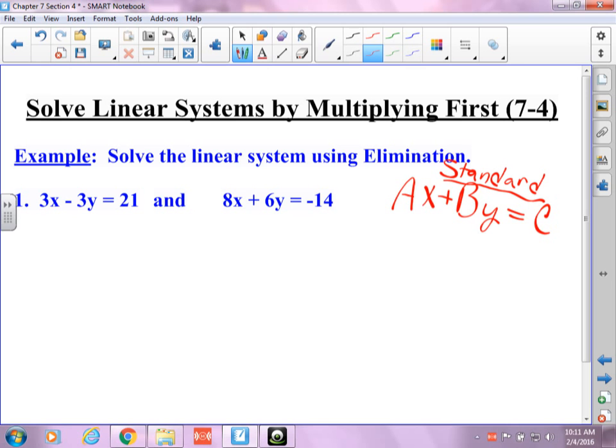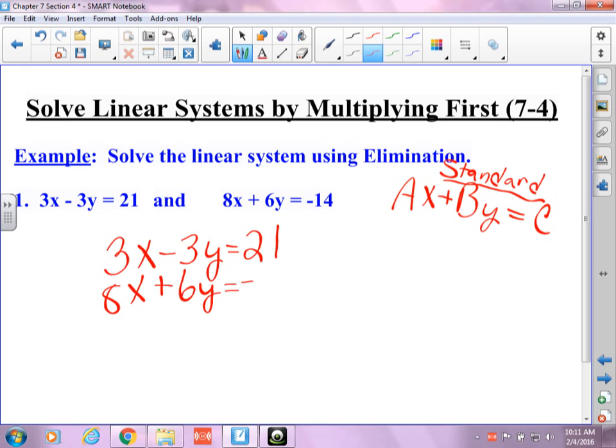Okay. So look at the first equation. Is it in standard form? It is. How about the second equation? Yeah, it is. So I'm going to line them up so I can solve them. So 3x minus 3y equals 21, and 8x plus 6y equals negative 14. Right? Draw my line, and then I'm going to stop.